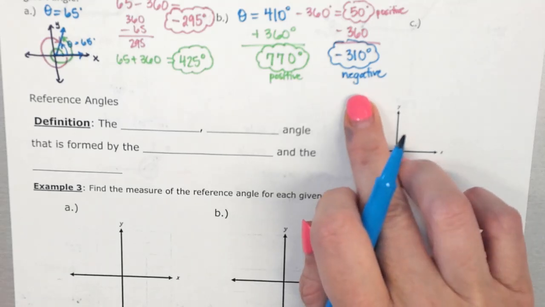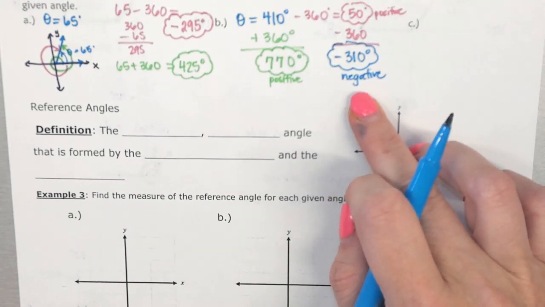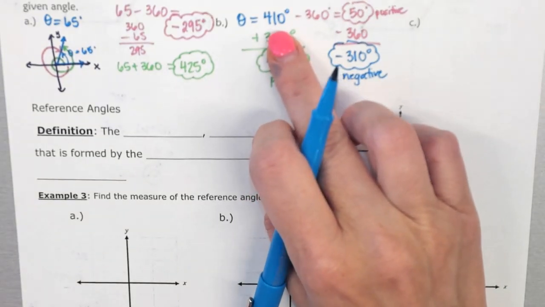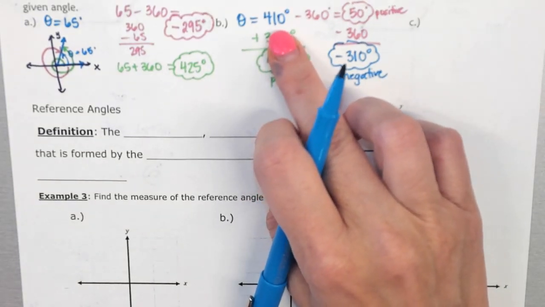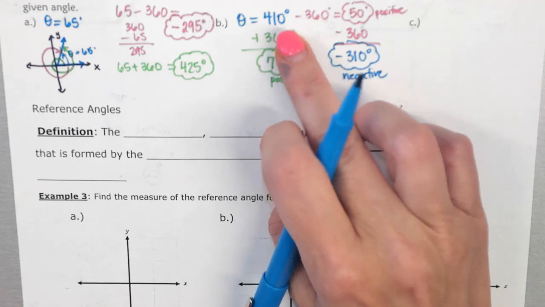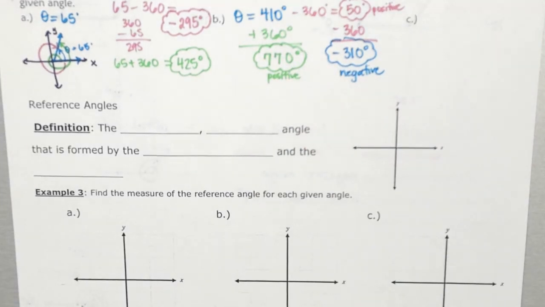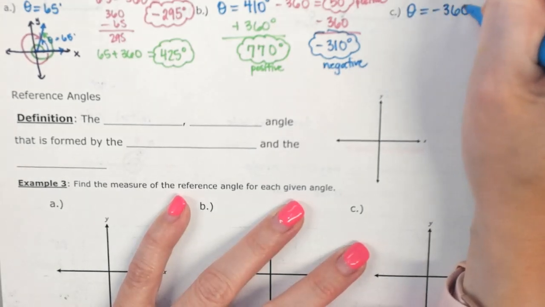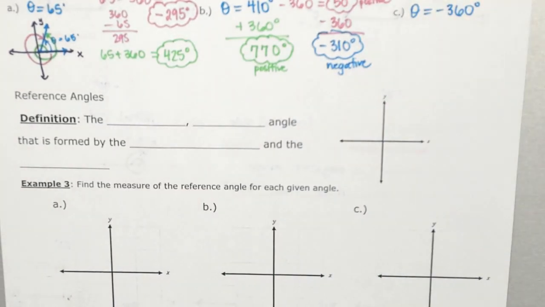And then this is where, do you notice it's more than 360? So if you wanted to subtract 720 right away, you could, if you wanted to do the multiples. All right, try this one. Theta equals negative 360. I want you to find one positive and one negative.